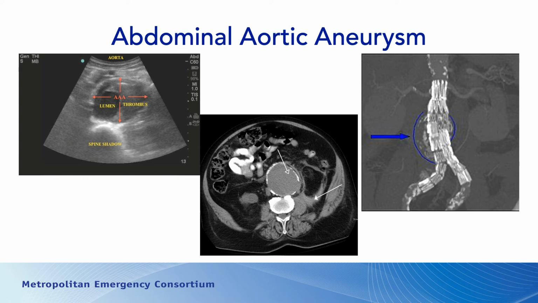So here's some imaging. On the left-hand side, you'll see an ultrasound. This is what we can get in the emergency department. At the top of the picture is the anterior abdominal wall. The bottom of the picture is the back of the patient, and you can see that there's a shadow from the spine. If you look at the arrows, you can see the size of the aneurysm.